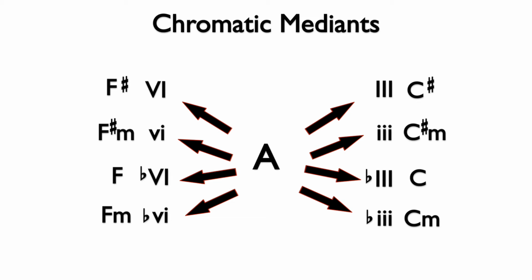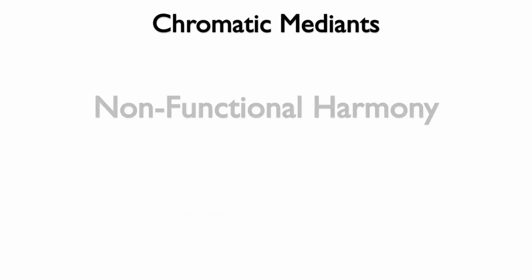It is important to note that this concept brings us into the realm of non-functional harmony. Non-functional progressions do not have strong movement toward a tonic. In the case of chromatic mediant relationships, these chords create ambiguity.